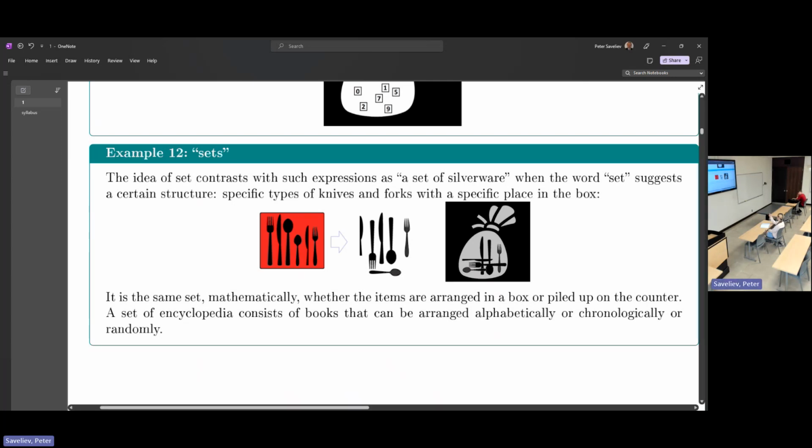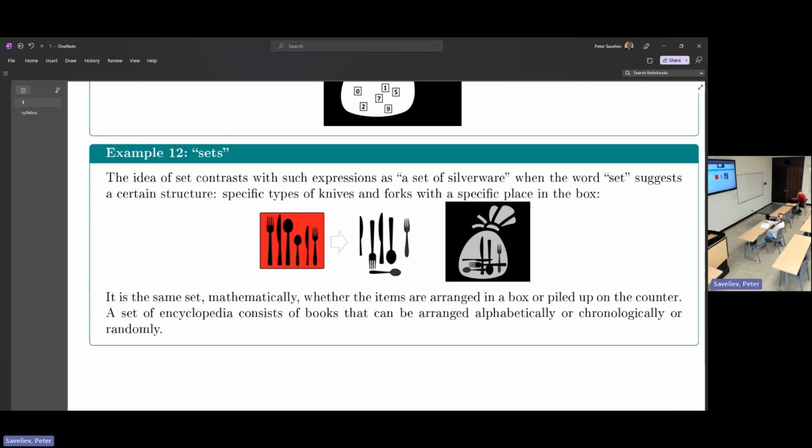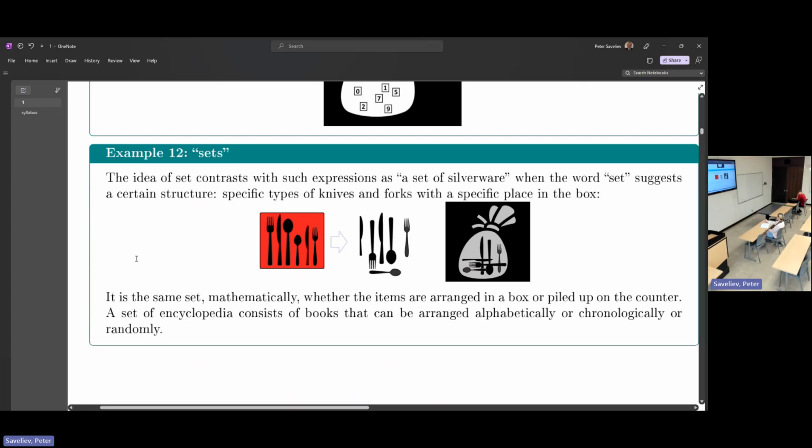Just as well, if you were doing some fancy dining, then once again the silverware is arranged particularly around the table, and that would be a set not in the way we think mathematically, but rather in some way outside of mathematics. Inside of mathematics, it's a bag.